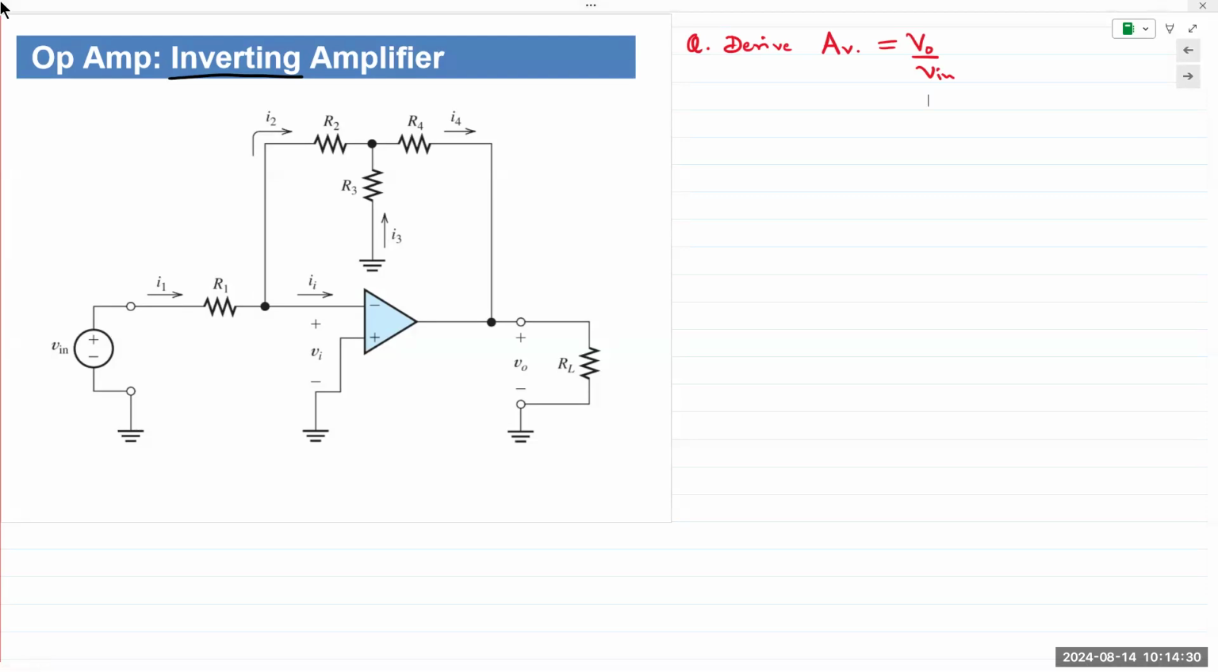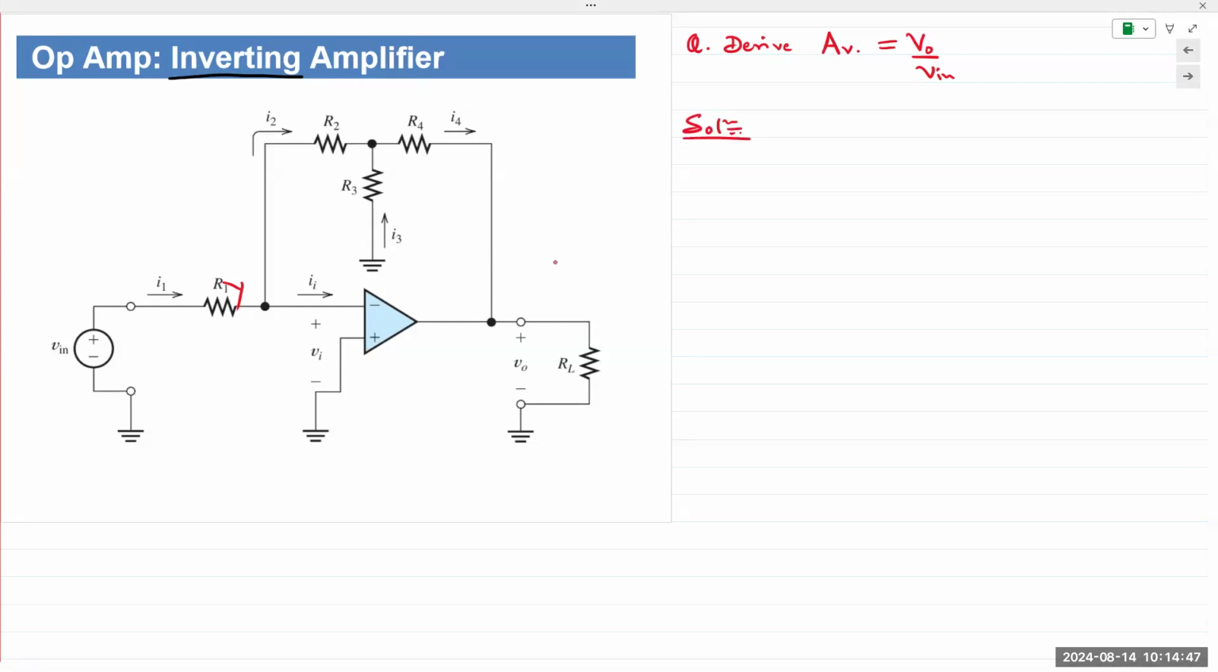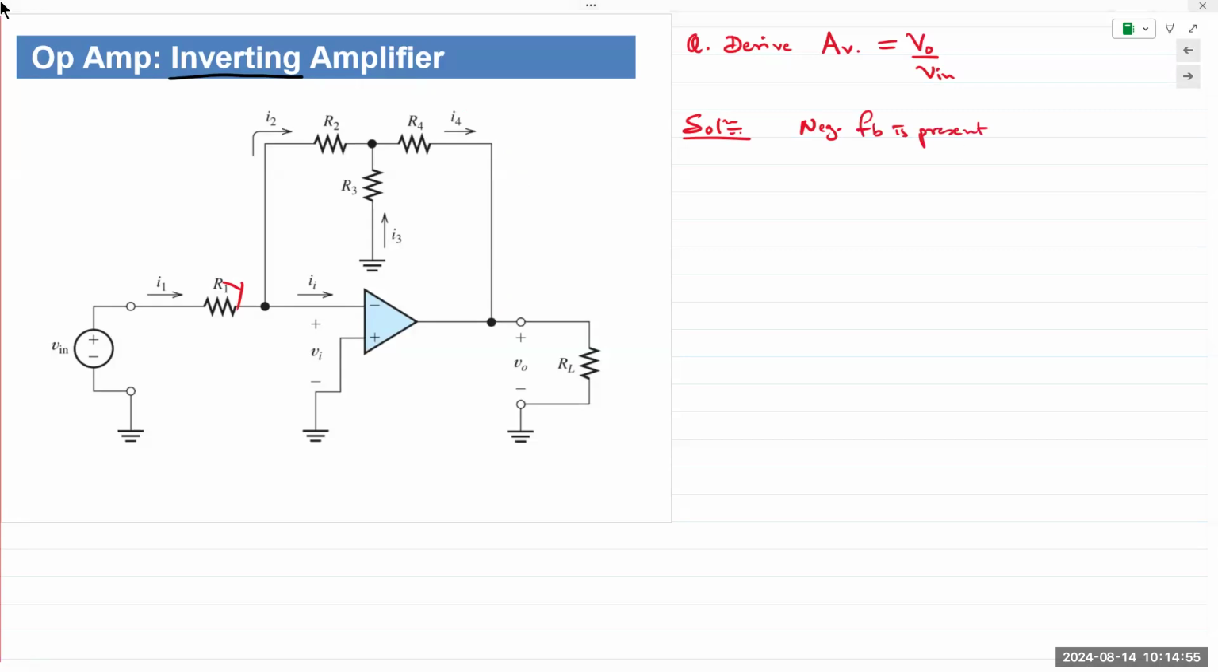All right. So the first thing we do is check whether negative feedback is present from the output back to the input. So yes, negative feedback is present. So it can work as an amplifier.